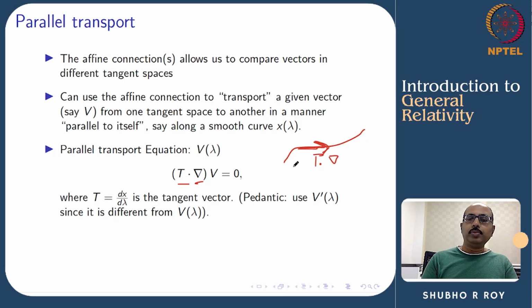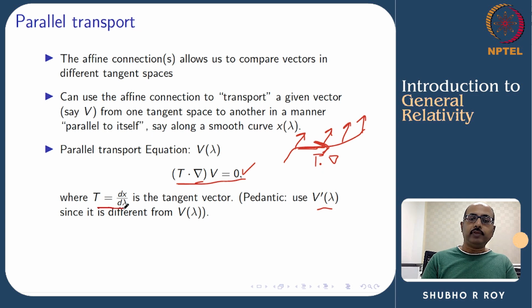Now you can ask, what do you mean this vanishes? Because we know in general a vector v will not vanish, so how do you define parallel transport in that case? Actually, the pedantic thing to say is that I introduce a new vector field, or new vector v prime of lambda, such that given v here, v prime of lambda satisfies this condition. V prime of lambda is defined for all values of lambda. So v prime of lambda, which is the parallel transported version of v, satisfies T dot del v prime equals 0.